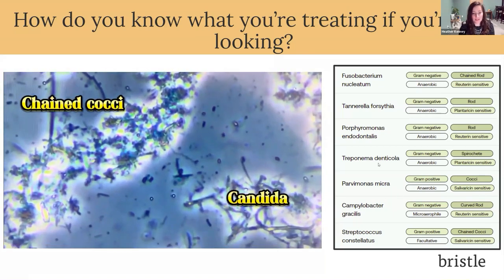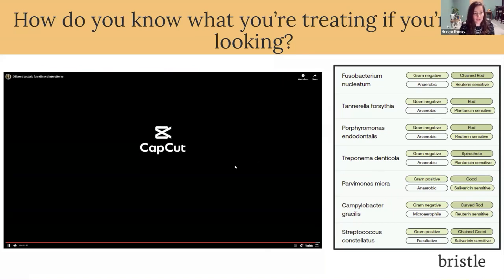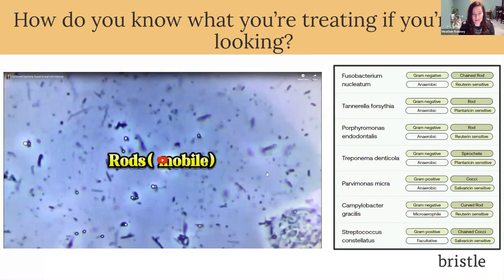As you can see on the side here, we can compare what you're seeing on that slide versus the slide here with our testing, where Fusobacterium is a chained rod, and Porphyromonas families are generally those rods that are swimming and moving. T. denticola, we all know, is a spirochete. I like teaching on the slides too.